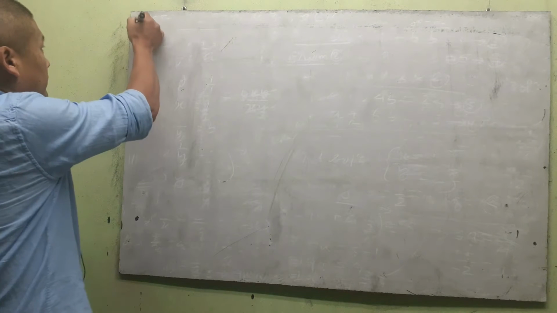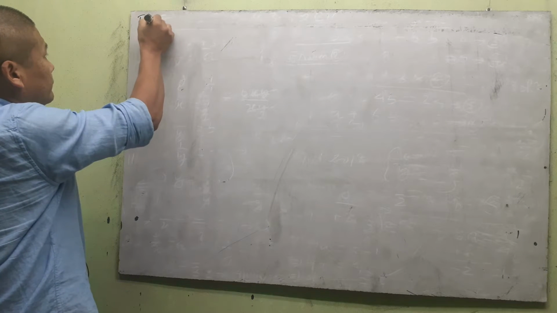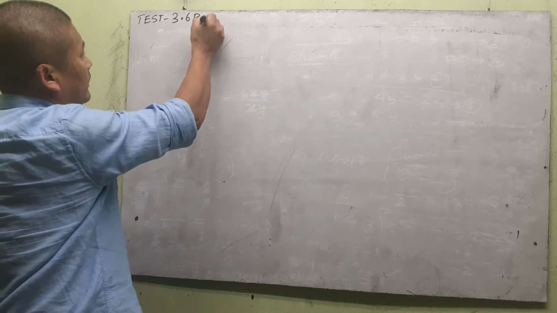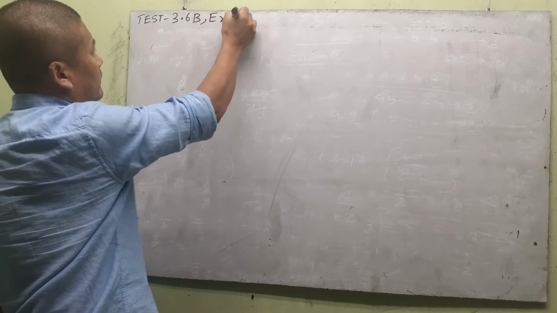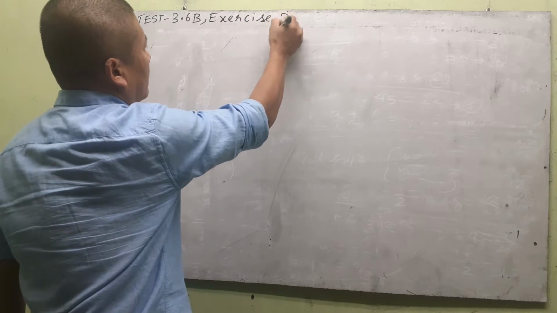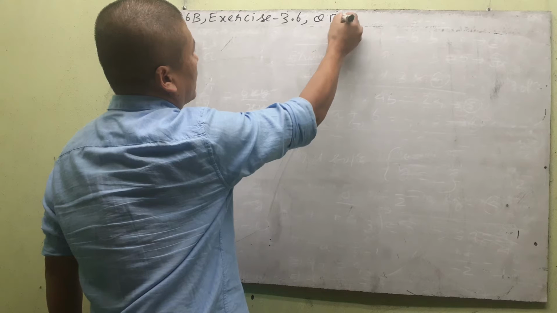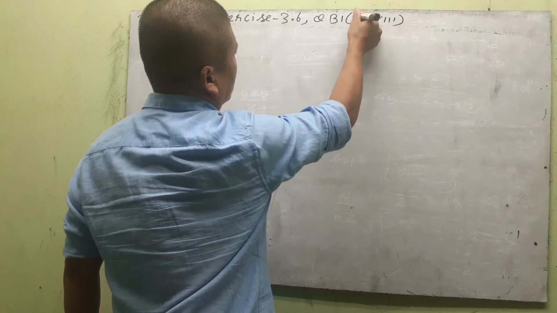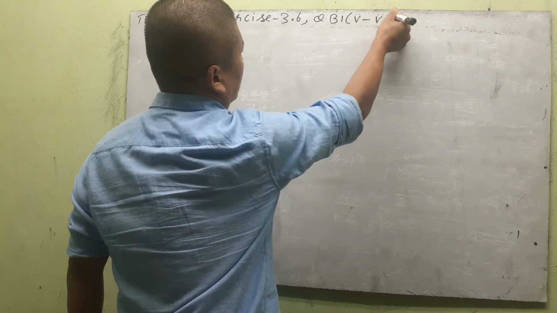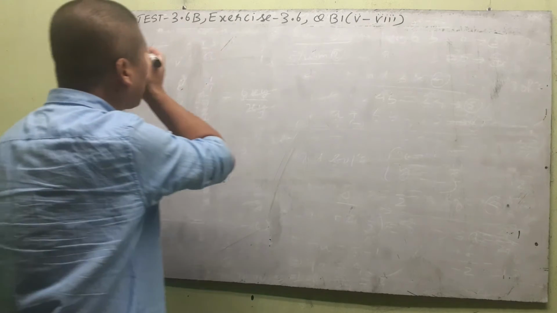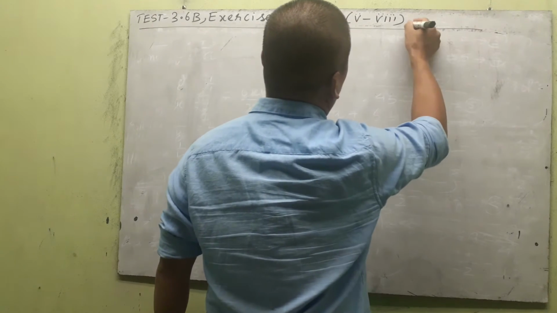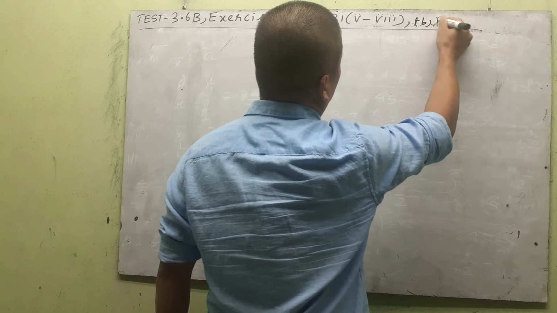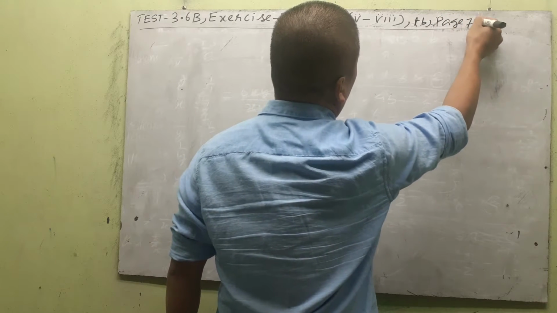Okay, so the next test here, test 3.6B, under exercise 3.6, question B1, subheading 5 to 8, 4 questions. Okay, so here, this will be found on textbook, page 70.